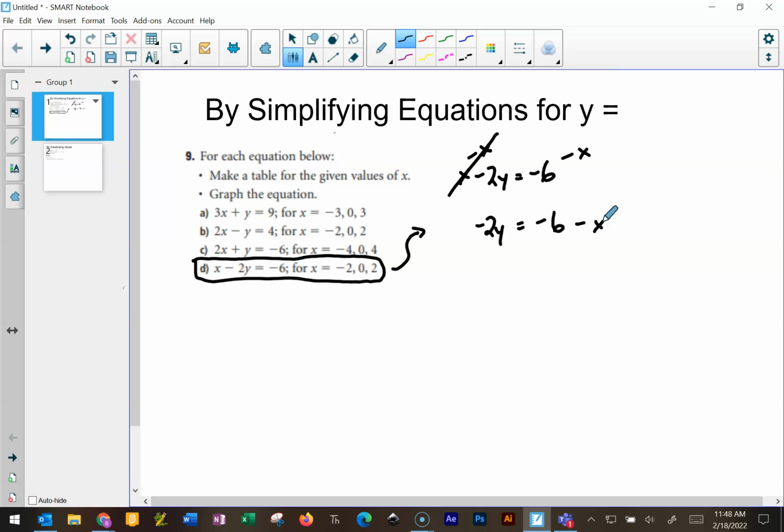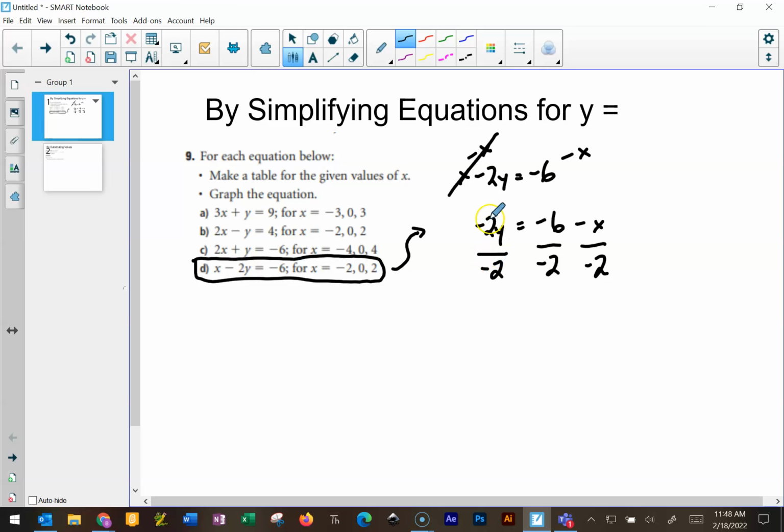Now I need to take care of the fact that I've got a negative 2 in front of my y, because I don't want negative 2y equals, I just want y equals. So in order to get rid of the coefficient and to make it positive, I have to divide, because negative 2y is really negative 2 times y. I have to do the opposite of multiplication, which is division. So I have to divide by negative 2, not by 2y, just by 2, because I want to leave the y there. Whatever I do to one side, I have to do to the other. So I have to divide every term on the other side by negative 2. And don't forget to do it for every term.